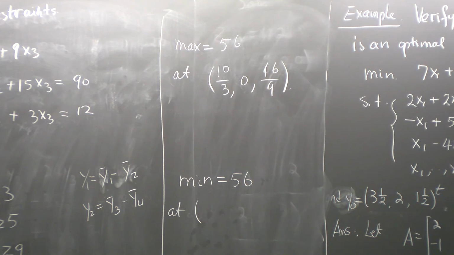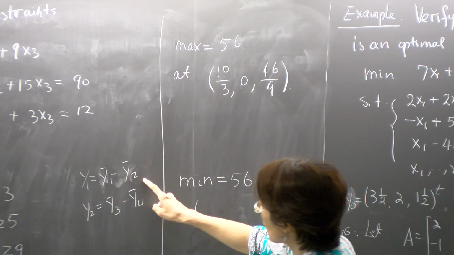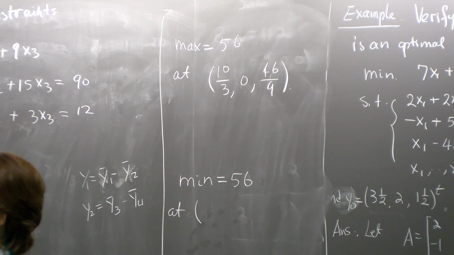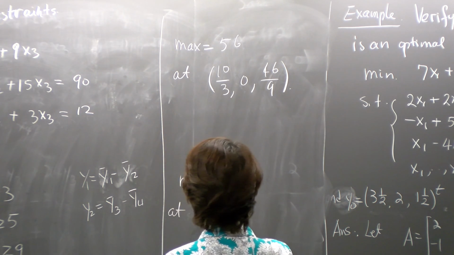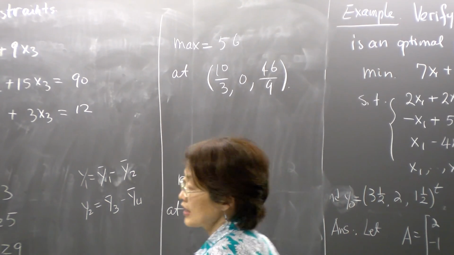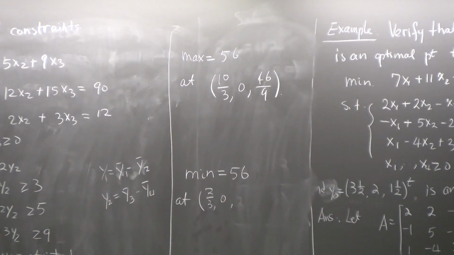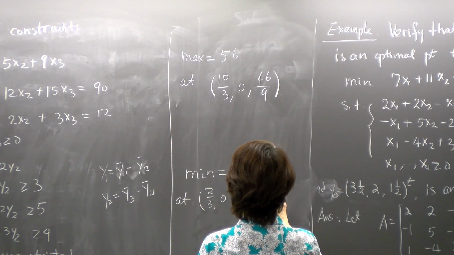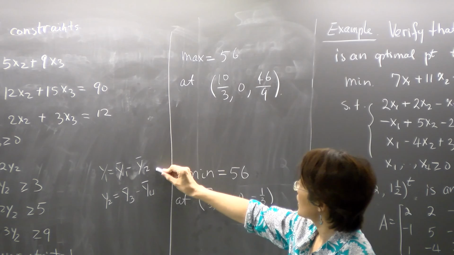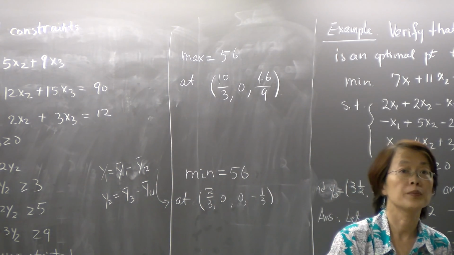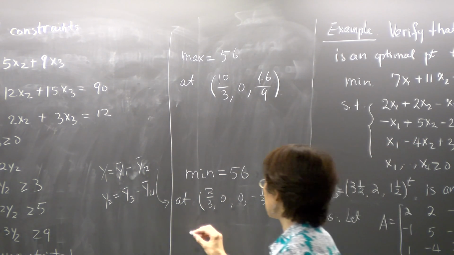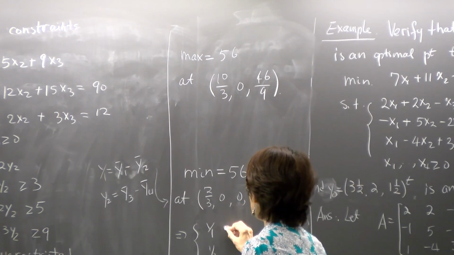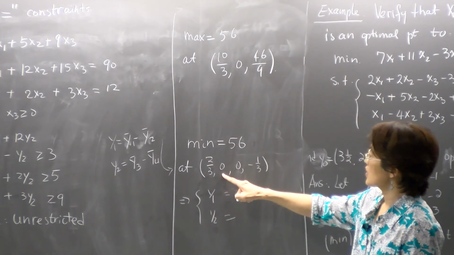Okay, so let's write it out in terms of these y1 bar, y2 bar, y3 bar, y4 bar. That will be 2 over 3, 0, and x3 is 0, x4 is negative 1, 3. So this will be with these y1, y2 bars. Okay? You want to go back to the original one. What is y1? What is y2? Well, y1 is this minus that.